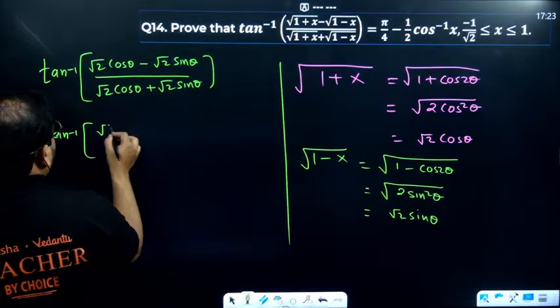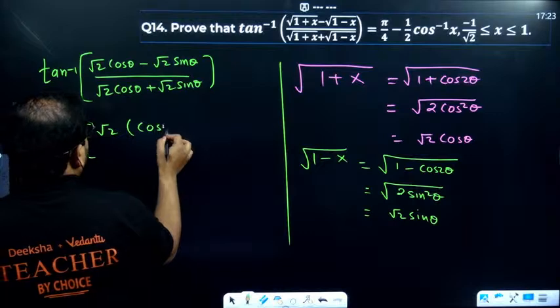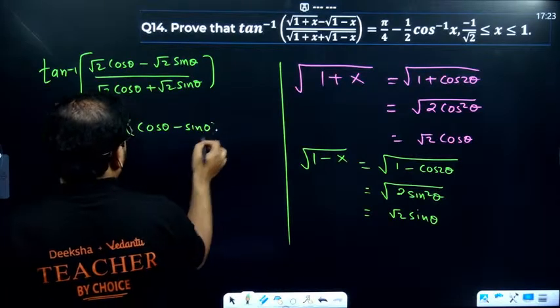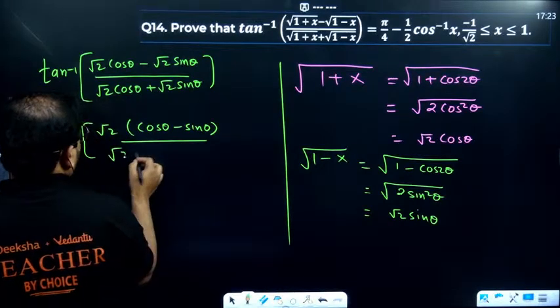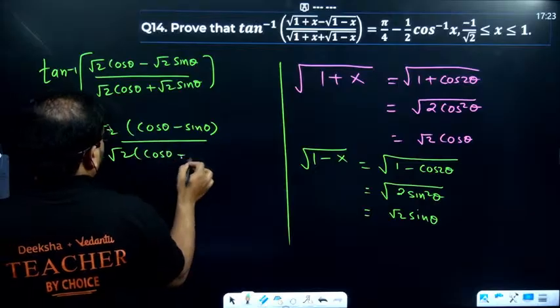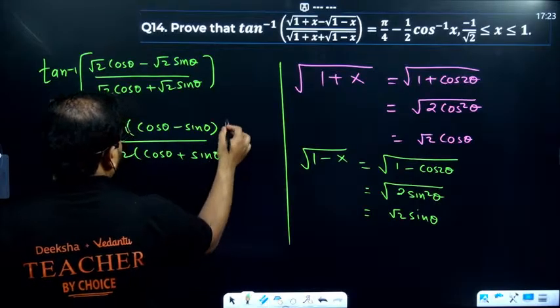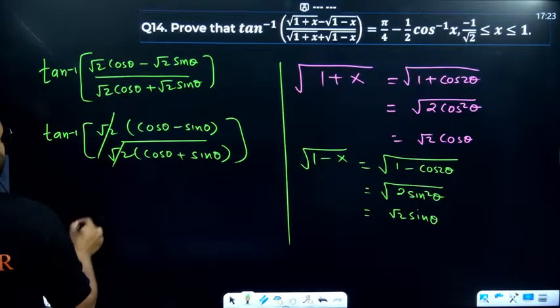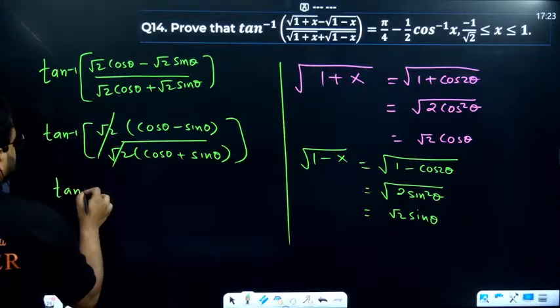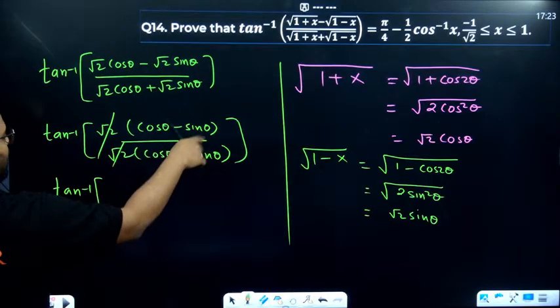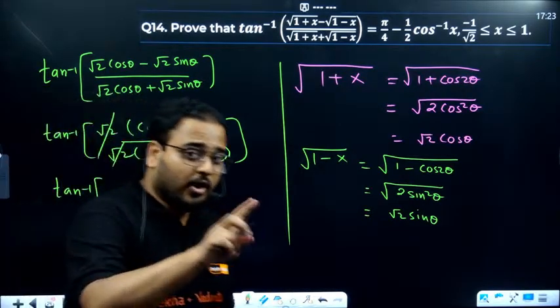Take root 2 common. You'll have cos theta minus sin theta. Same over here, root 2 common, cos theta plus sin theta. I told you to remember this right now. This is cancelled. What am I having over here? Tan inverse of this value: cos minus sin, cos plus sin.